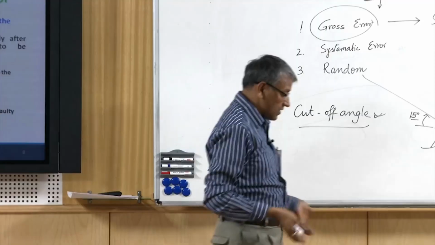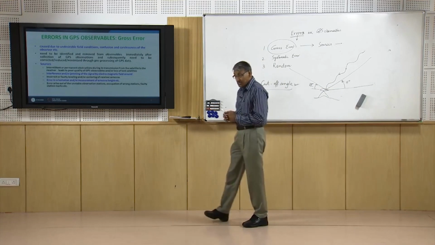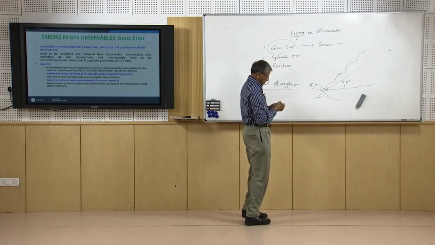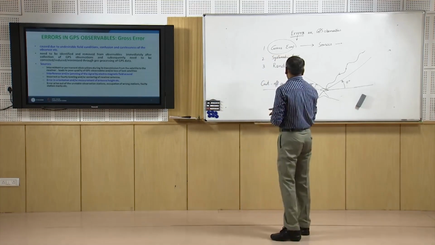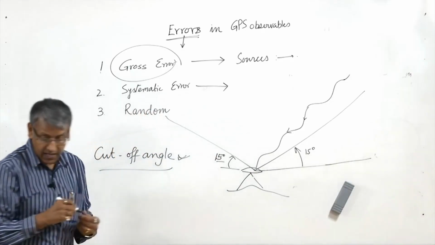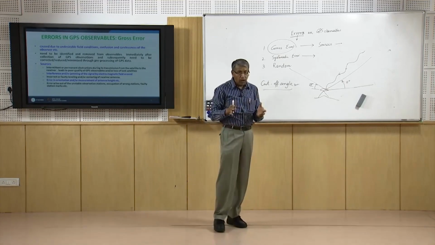Once the observation is available, we have to check whether there are any gross errors, and those data have to be removed from further computation. Next source of errors are systematic errors. Systematic errors are errors which definitely follow some physical rule.